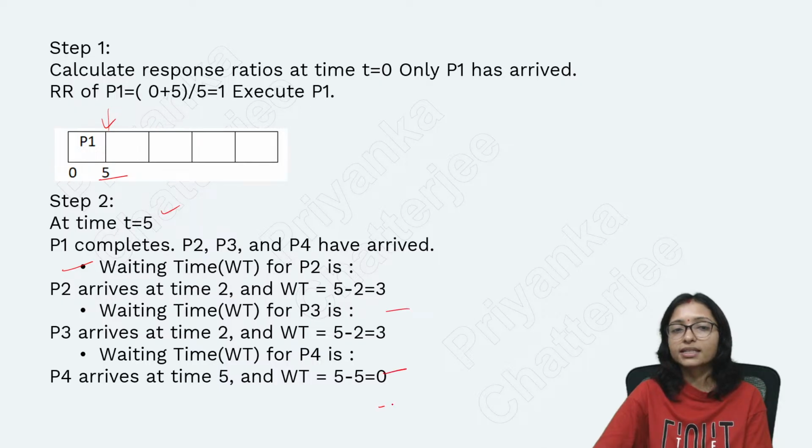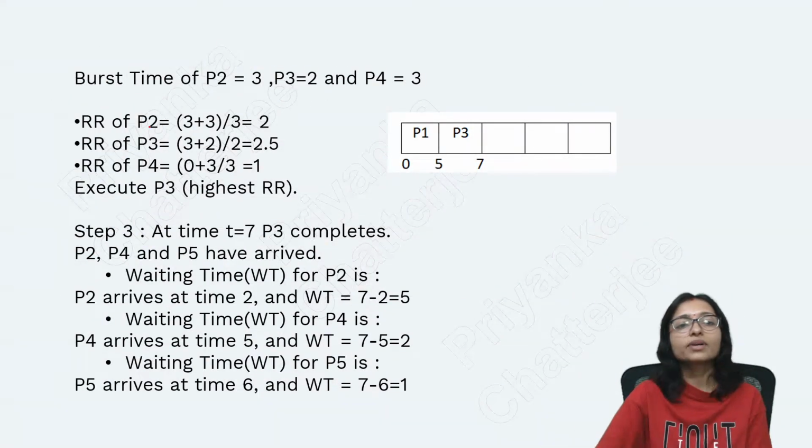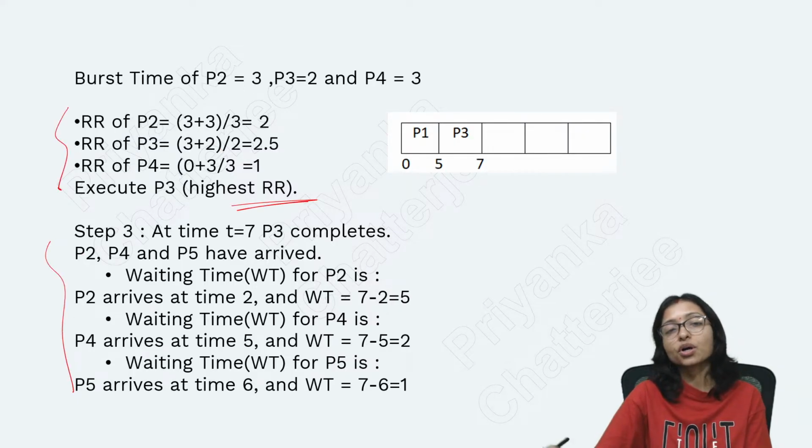Each and every waiting time we have to calculate, and after that we have to calculate the response ratio. For each and every one we need to calculate the response ratio. After that, whichever is highest will get the chance. You can see the response ratio of P3 is 2.5. That's why P3 is getting the chance.